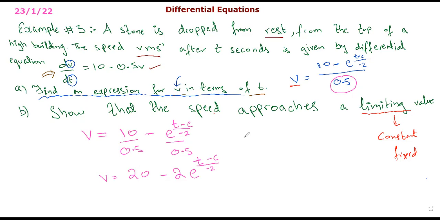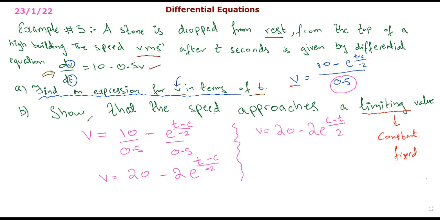Okay, now I need to simplify it further. v equals 20 minus 2 e to the, I'll take this minus to the numerator, okay? You'll understand why. So we will have c minus t by minus 2, right? Is this what I'm going to get? Yes. Okay. And obviously, if I've taken the minus to the numerator, I'll only have 2 here, not minus 2. All right. Now I have this.